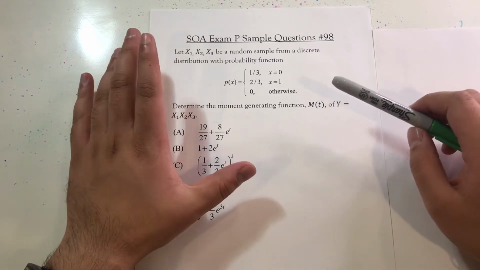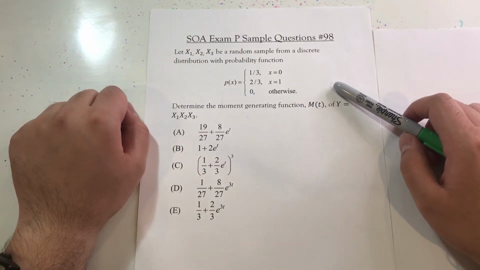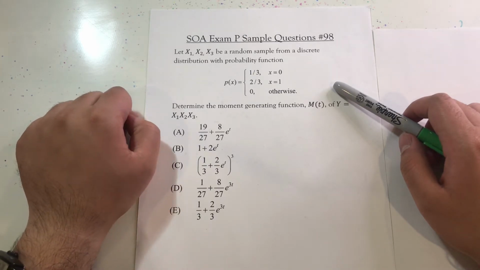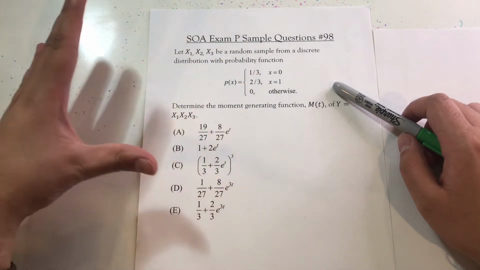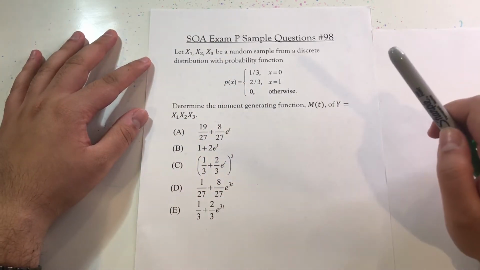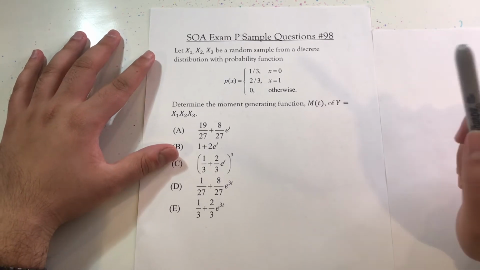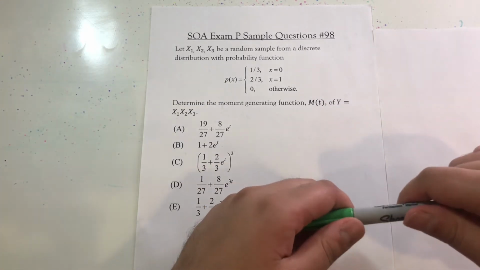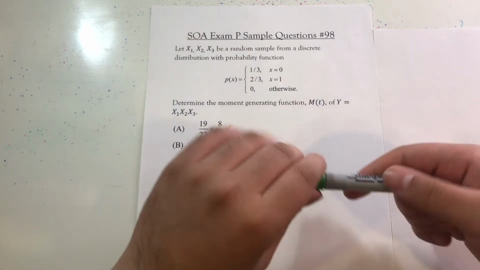All right, so in this video, we're going to go through sample question 98 from the Society of Actuaries Exam P list of sample questions. The question reads, let X1, X2, X3 be a random sample from a discrete distribution with the following probability function. Determine the moment generating function, M(t), of Y equal to X1 X2 X3, the product of the three random samples from the discrete distribution.